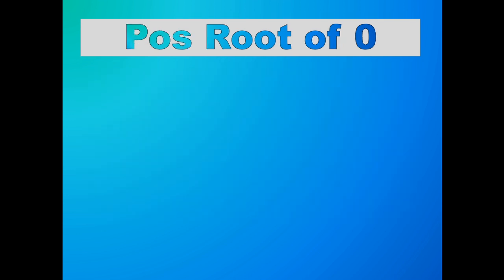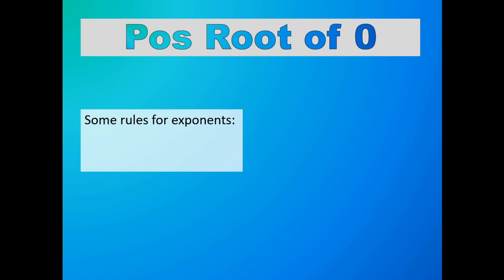So we talked about the positive even integer root of 0 and the positive odd integer root of 0. So we talked about the positive integer root of 0. But what about any positive root of 0? Here are some rules for exponents. x to a positive power is not equal to 0.